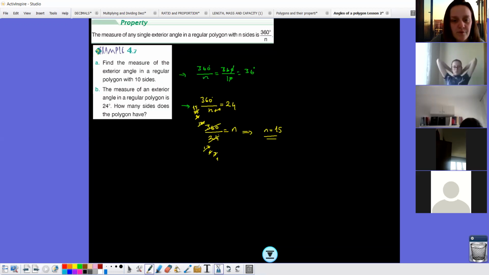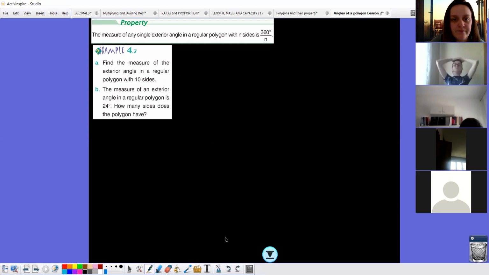Here we have another property. The measure of any single exterior angle in a regular polygon with n sides is 360 over n. So find the measure of the exterior angle in a regular polygon with 10 sides. It will be 360 over 10, which is 36 degrees.